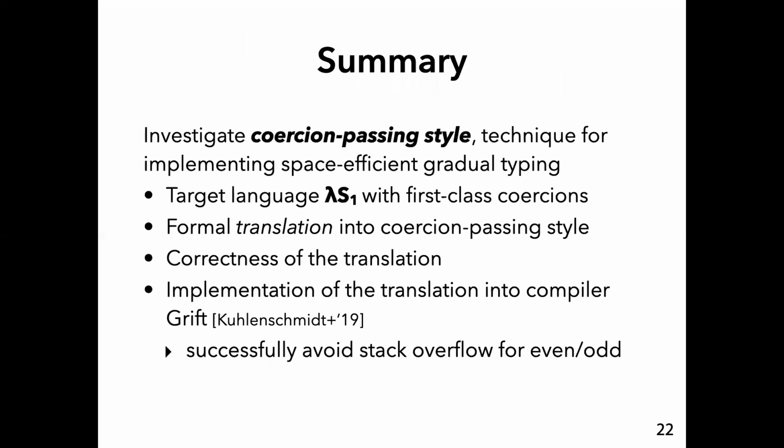This is a summary of this presentation. We studied coercion-passing style as an implementation technique for space-efficient gradual typing, particularly focusing on tail calls. We formalized coercion-passing style translation as well as the target calculus lambda s1. Lambda s1 has first-class coercions. We also implemented the translation on top of the Grift compiler.